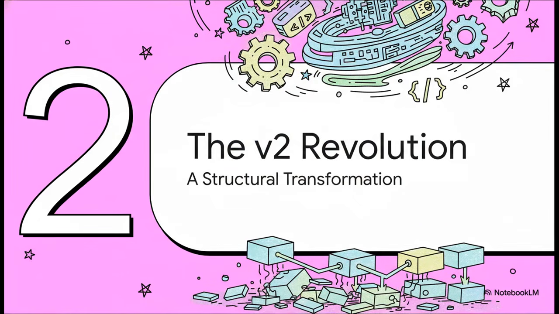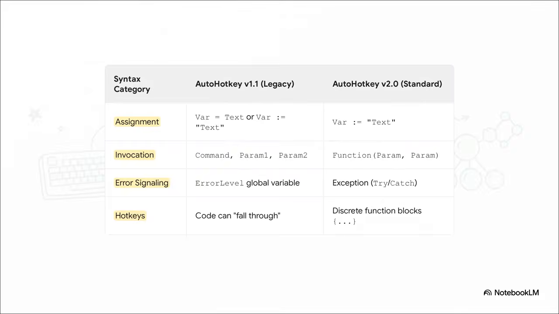So the community knew things had to change, and that brings us to the V2 revolution, a complete redesign that didn't just put a band-aid on the old problems, but actually rebuilt the entire foundation of the language from the ground up. This comparison table really tells the whole story.